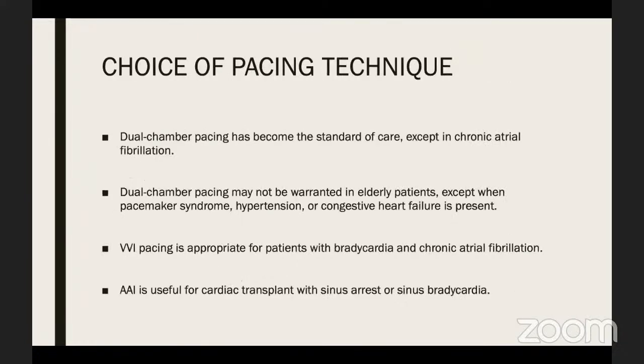So, choice of the pacing technique: dual chamber pacing has become the standard of care, except in chronic atrial fibrillation. Dual chamber pacing may not be warranted in elderly patients, except when pacemaker syndrome, hypertension, or congestive heart failure is present. VVI pacing is appropriate for patients with bradycardia and chronic atrial fibrillation. AAI is useful for cardiac transplant with sinus arrest or sinus bradycardia.